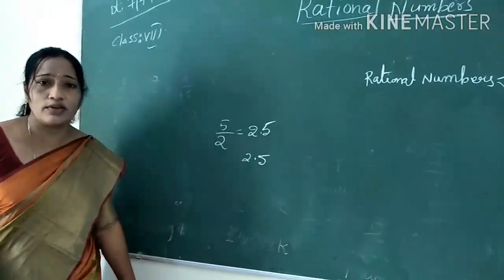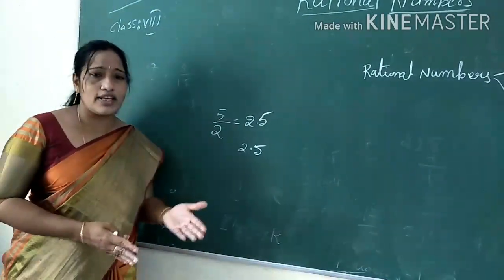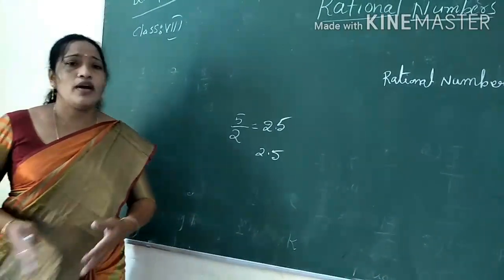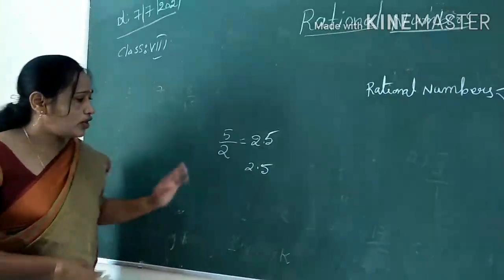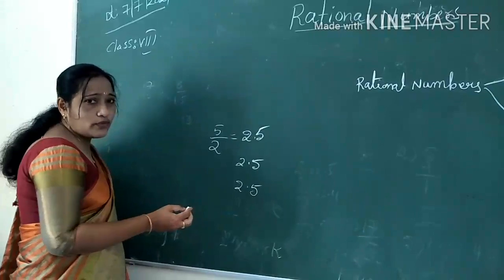Decimal form. This is 2.5 in decimal form. Now we are converting decimal form into fractional form, or fractional form into decimal form. Now 2.5 we have to convert into a fraction. How do we write the fraction form?